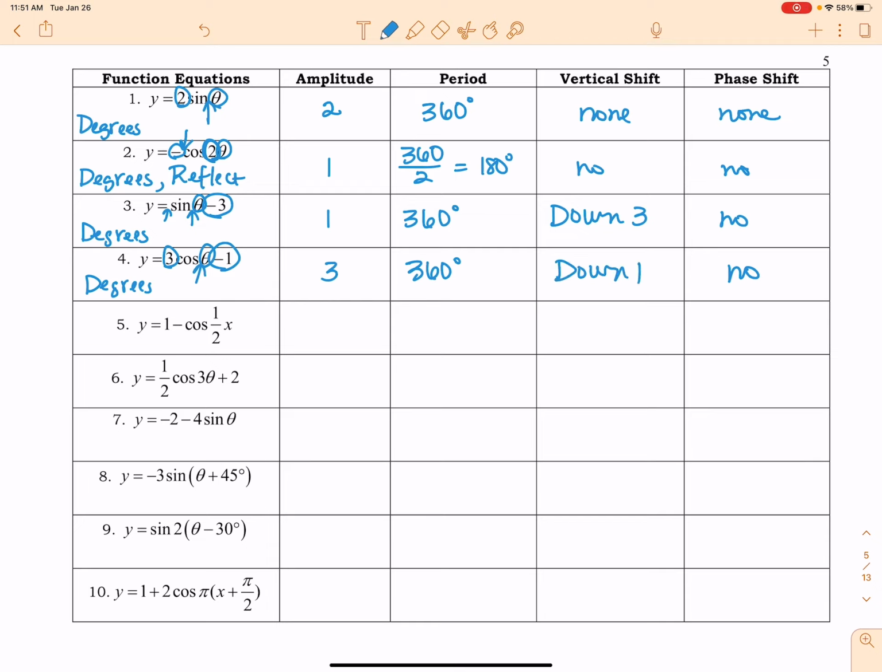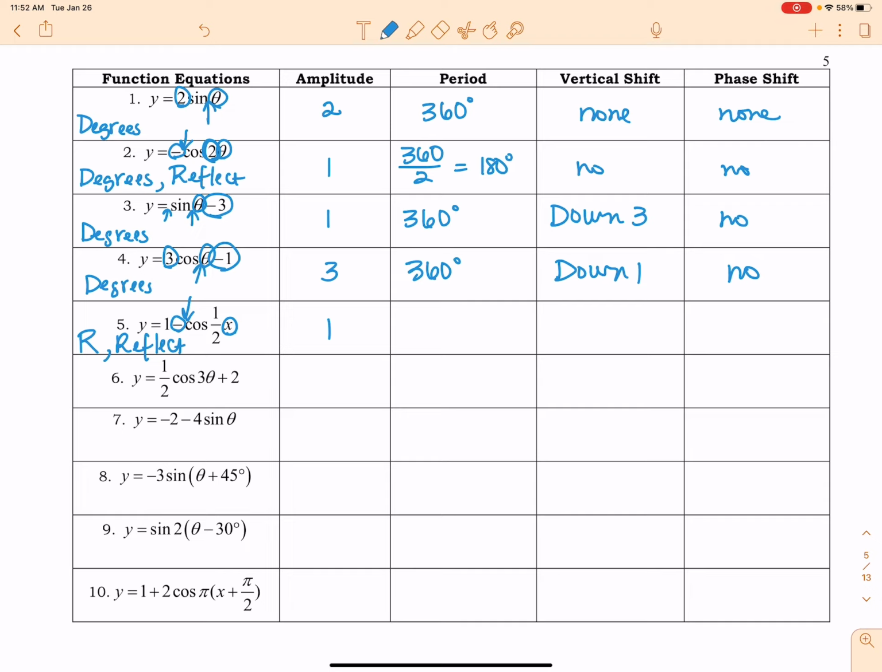Number 5, we have y equals 1 minus cosine 1/2 x. Notice there's an x here. That means we are in radians. Oh, I forgot one thing. Sorry, babies. Since there is a negative right here, it means we do have a reflection. And since there's an understood 1 in front of cosine, our amplitude is 1.